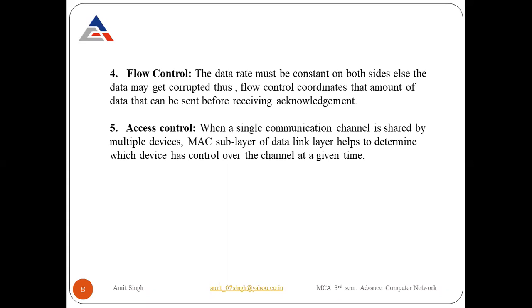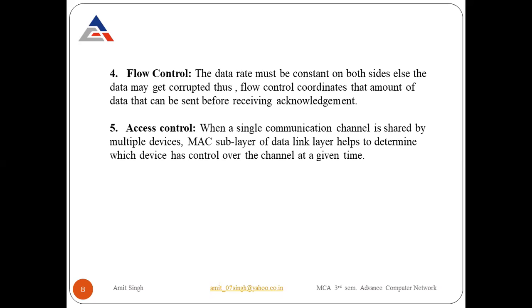Now, the next is access control. Access control is when a single communication channel is shared by multiple devices. The MAC sublayer of the data link layer helps to determine which device has control over the channel at a given time. What does it mean? Suppose we have a number of systems who want to send their data. We have a number of nodes, but the communication channel is single.